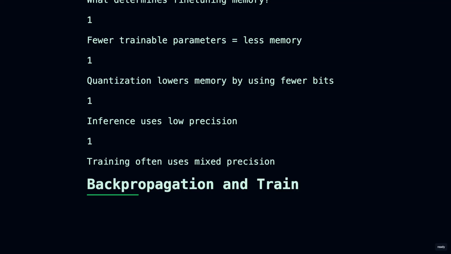In this section, we'll connect training mechanics to memory use. The key idea is that only trainable parameters need the extra state that backpropagation uses, so the number of trainable parameters strongly affects fine-tuning cost.